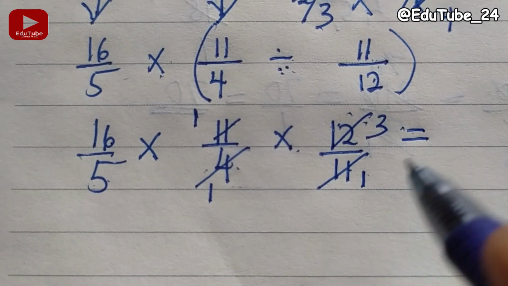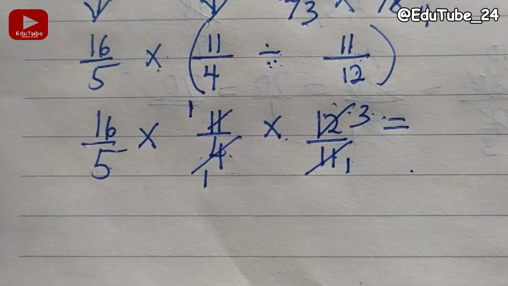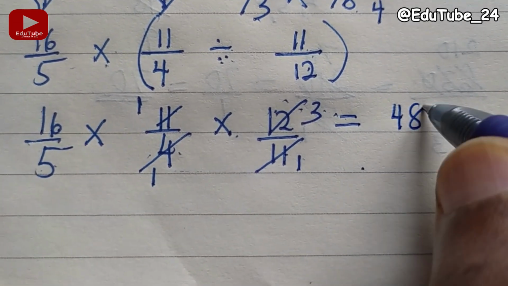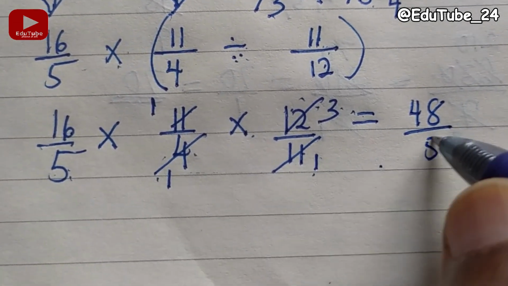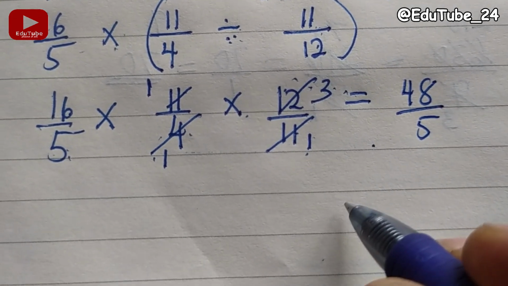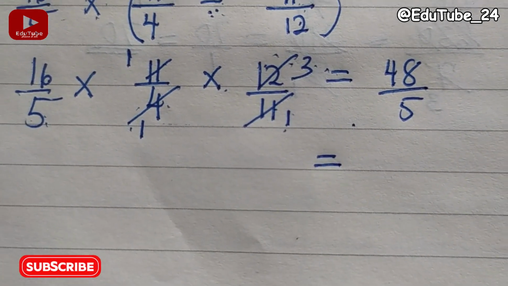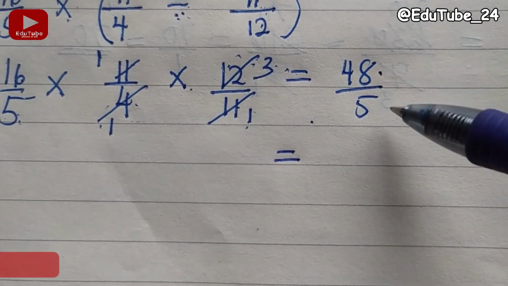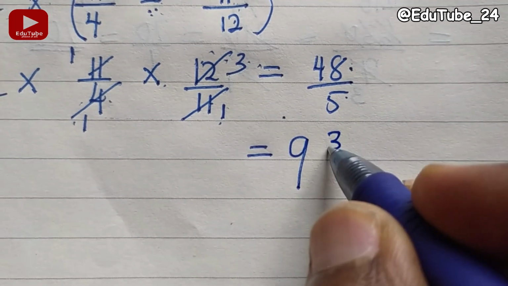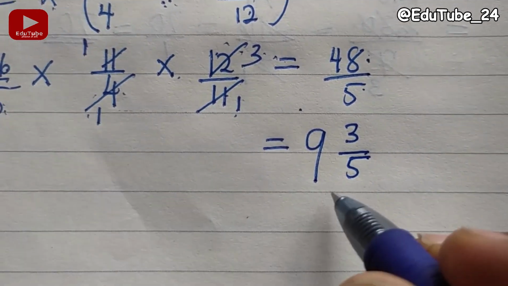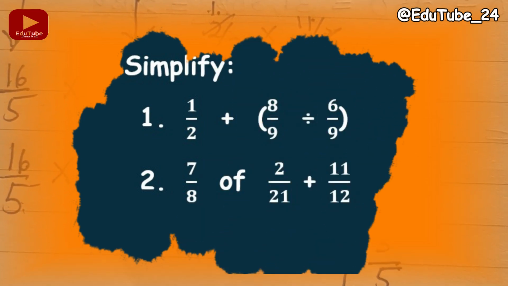So what do I have left in the numerators? I have 16 times 1 times 3. So 16 times 3, that gives me 48 out of, then 5 times 1 times 1, that gives me 5. So now, this is an improper fraction, so I am not expected to leave it like that. So it is obligatory on me to convert this improper fraction to a mixed number. So 5 in 48, I'm going to have 9 whole number, remainder 3 out of 5. And that is the final answer. So that is that about order of operation BODMAS.